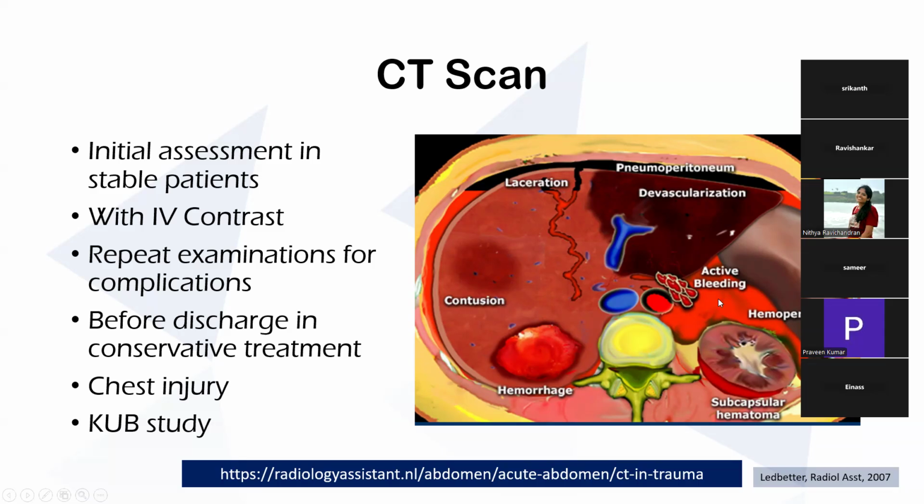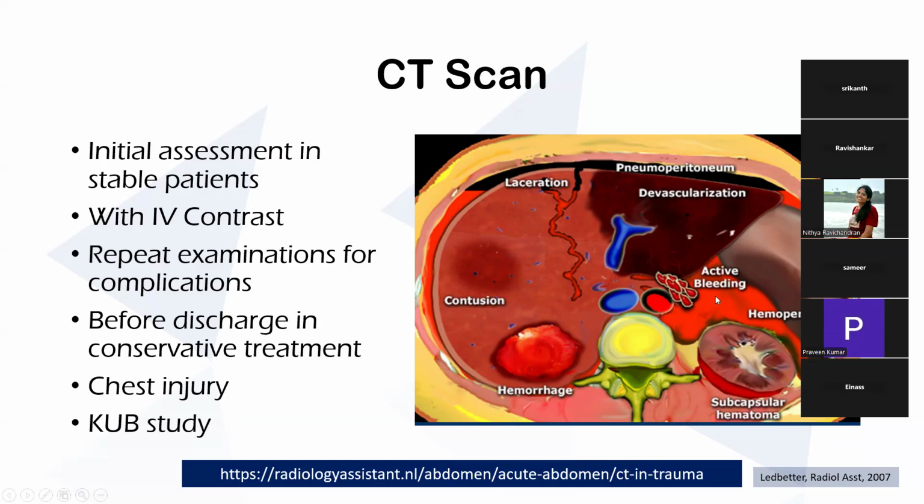But look at this little picture, which is very self-explanatory. So when you do a CT, it tells you so many things about fluid in the peritoneal cavity, laceration of solid organs, devascularization, where you can get an area of lack of circulation. Necrosis might not have set in so soon, but because you're given IV contrast, it tells you that part of the solid organ is not perfused. You can appreciate pneumoperitoneum, you can actually appreciate active bleeding.